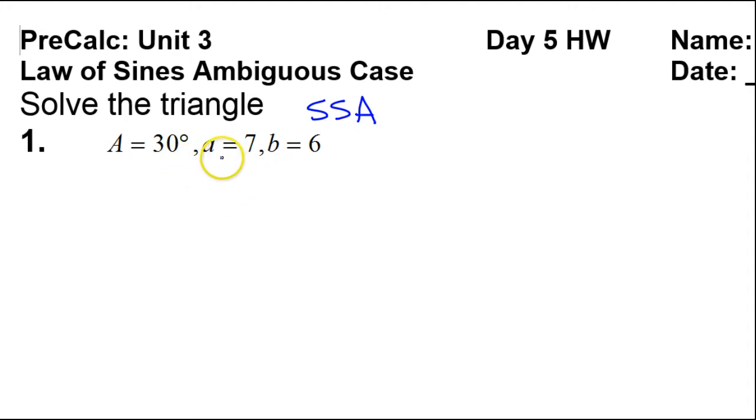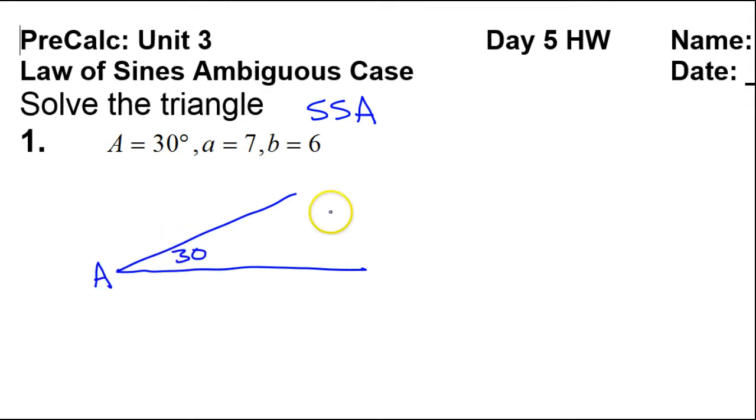So anytime you see two sides and an angle given, here's what I want you to do. Go ahead and draw a diagram. Set up your triangle with a horizontal line. On the left-hand side, build your angle. So this will be the angle in this case. There's 30 degrees. That makes this angle A.